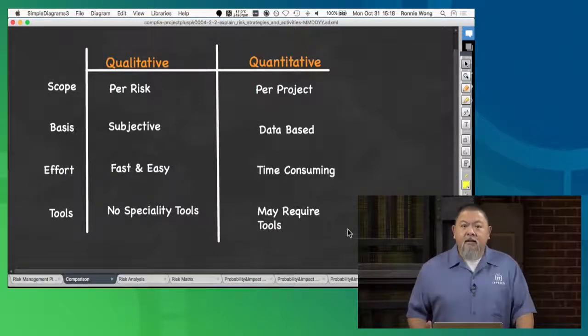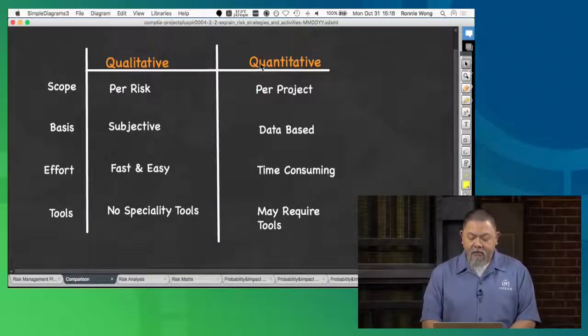So at the very beginning, when we break this down, quantitative analysis versus qualitative, its overall scope is the key aspect. When you're dealing with it per risk, you're looking at it scenario by scenario. Every risk, you are trying to determine that, and that is what we call a qualitative type of analysis. But if you're trying to determine the risk and what it does to your entire project, you're probably going to go for more quantitative analysis. We'll talk about what that really means at the end here.